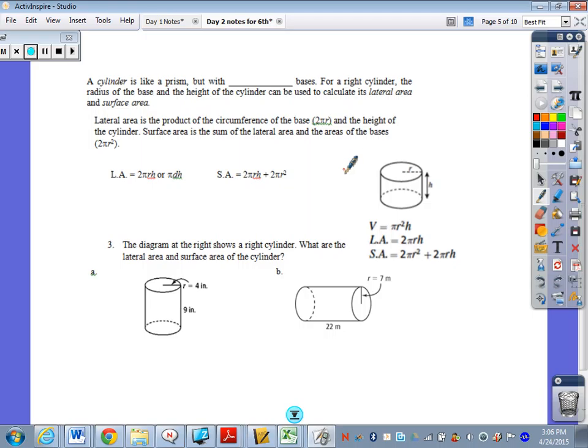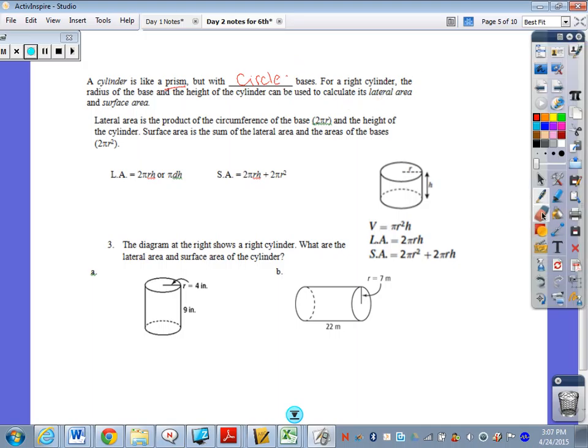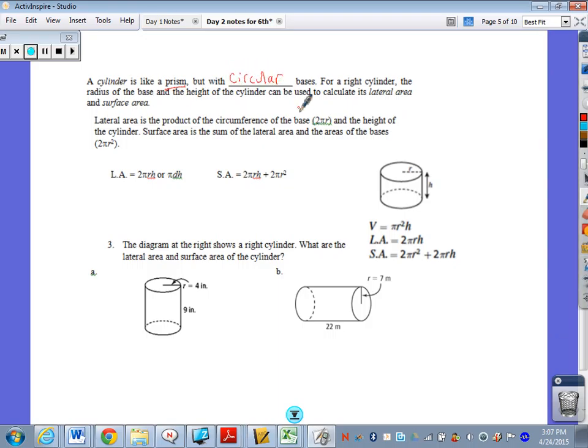So the second shape is a cylinder. A cylinder is probably the easiest. It's just like a prism, but the bases are circles. And for a right cylinder, that just means that the height makes a right angle with the base. We can use the radius and the height to find the lateral area and surface area.